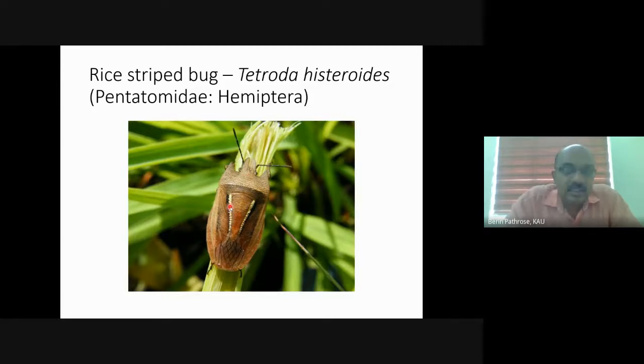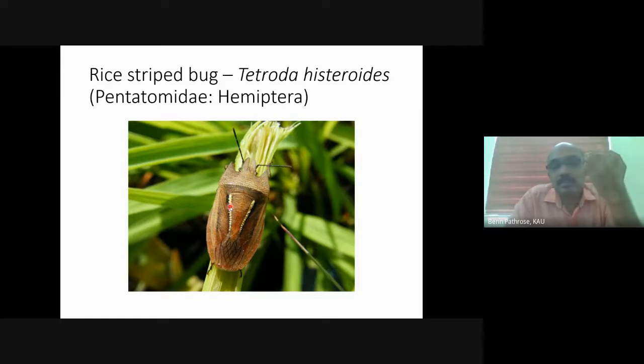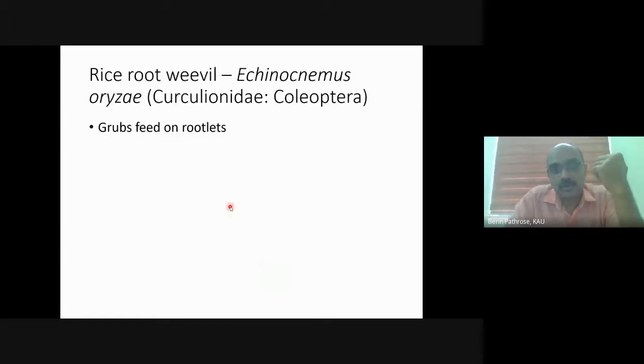Tetroda histeroides. Sometimes it is called black bug also, but it was considered a minor pest. But now the population of this pest is slowly increasing in some areas, not in all areas. In the Thrissur Kole area, sometimes we see this pest, especially if you are going for a summer crop in Thrissur Kole. So remember this because sometimes this pest may become serious later on.